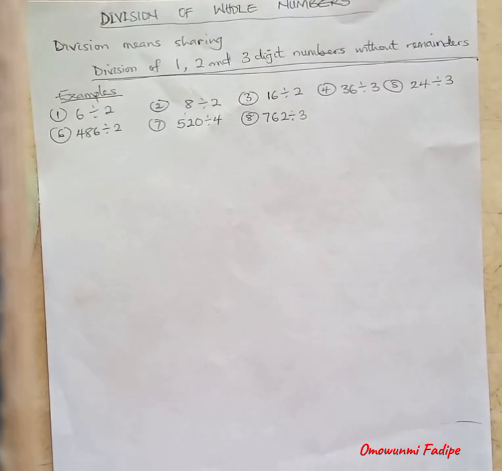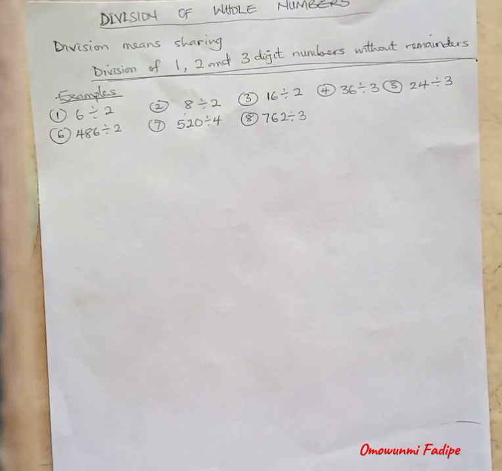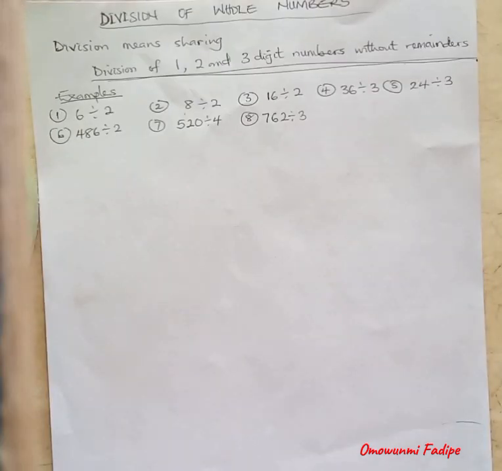So I have decided to do it separately. We are going to do those ones that are having remainders now. So later we will do those ones. We'll be doing those ones that will not have remainders. And later we'll be doing those ones that will be having remainders. So we want to do a division of 1, 2, and 3 digit numbers.